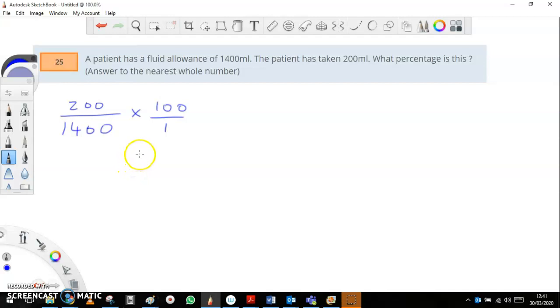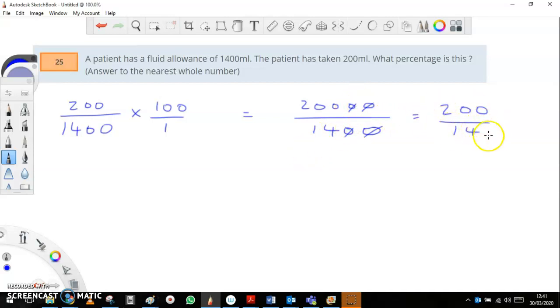Now, without the calculator, we can do a bit of cancelling. There's a couple of different ways of doing this. Maybe like 100 multiplied by 200, we're just going to add 2 zeros. So that's 20,000 on top over 1400 below. Now it's easy enough to cancel, dividing above and below by 10, and above and below by another 10. And we end up with 200 over 14, which are both even numbers.